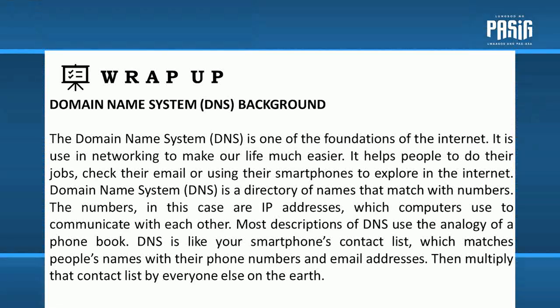Domain name system is a directory of names that match with numbers. The numbers in this case are IP addresses, which computers use to communicate with each other. Most descriptions of DNS use the analogy of a phone book. DNS is like your smartphone's contact list, which matches people's names with their phone numbers and email addresses. Then, multiply that contact list by everyone else on the earth.